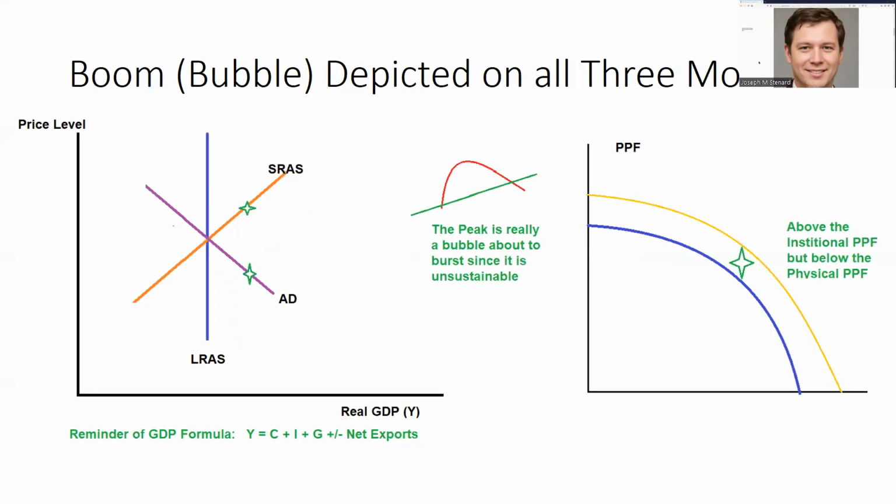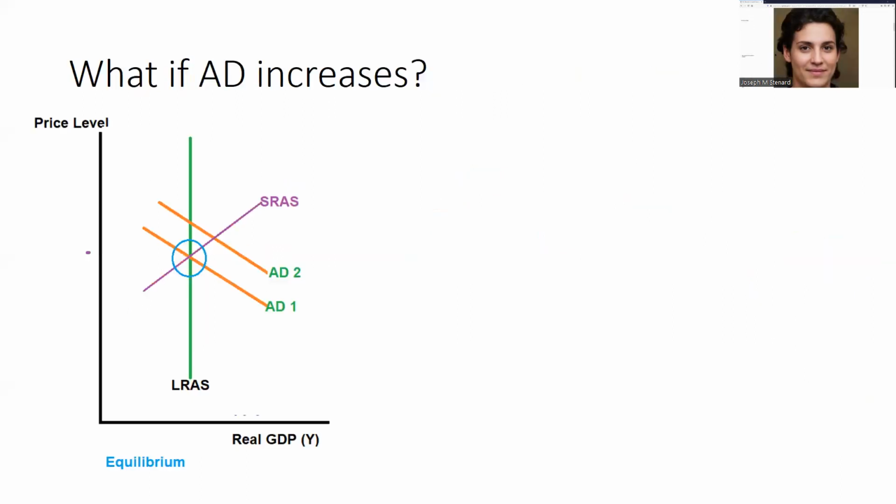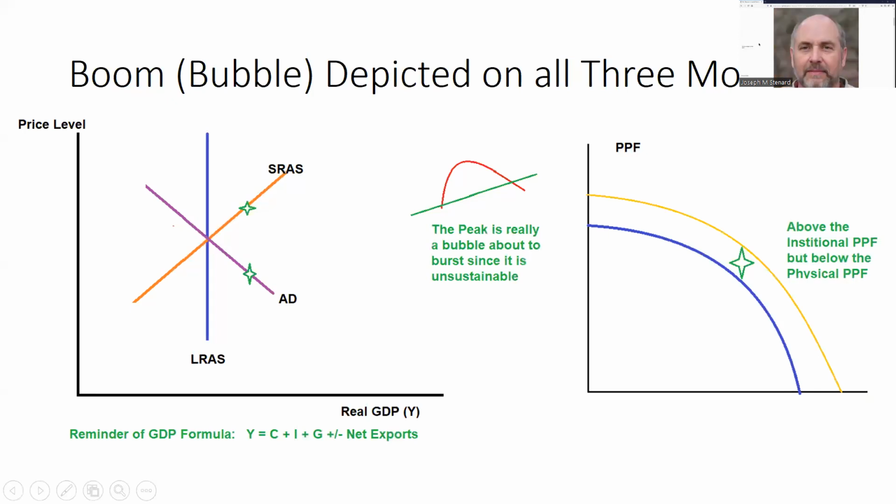If you want to show a bubble, we're showing it with these little green stars, right? Similar idea. We have production that is high above the long-run aggregate supply curve, or you're in a bubble. That's indicated in either of those places. If you're in a high peak, that's a bubble. It's going to burst. That's what it looks like. And if you are producing within the delta between the institutional PPF and the physical PPF, then you are having that as well.